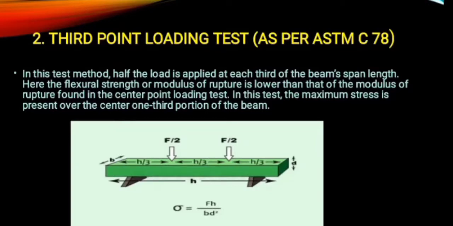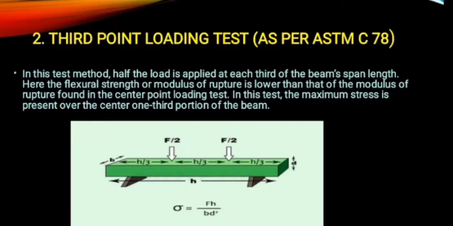So in this test method, half the load is applied at each third of the beam span length. Here, the flexural strength or modulus of rupture is lower than that of the modulus of rupture found in the center point loading test. In this test, the maximum stress is present over the center 1/3 portion of the beam.